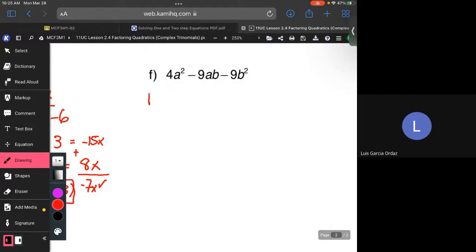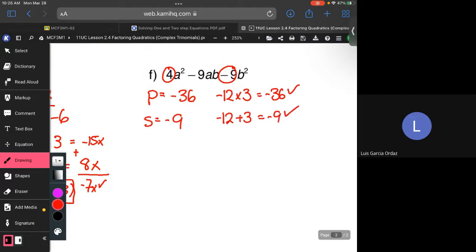So what's my product? What do I have to multiply? What's my product? Olivia? Okay, and what's my sum? What's the middle guy? -9. Perfect. So now I need two numbers that multiply to -36 and add up to -9, which is what? Alicia? So -12 times 3 is -36, which is good. Now -12 plus 3 gives me -9, which is also good. Some of you used the crisscross method, which was good. Others used factoring by grouping, which is also fine.